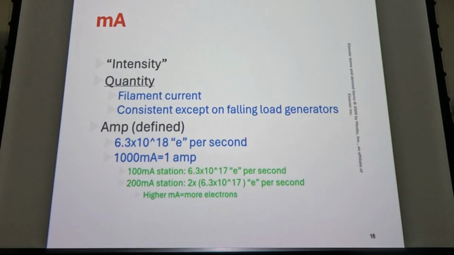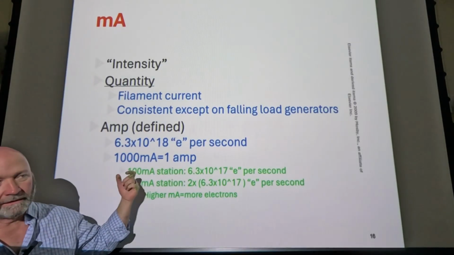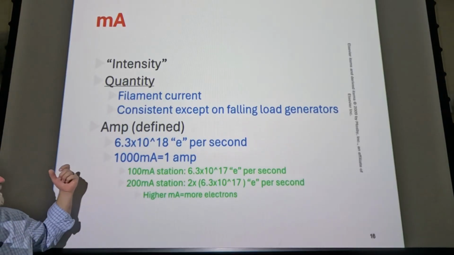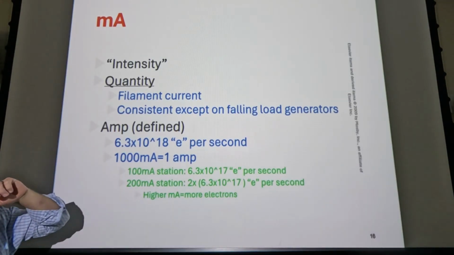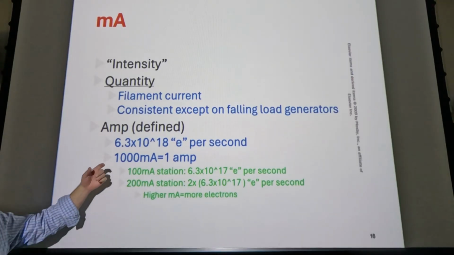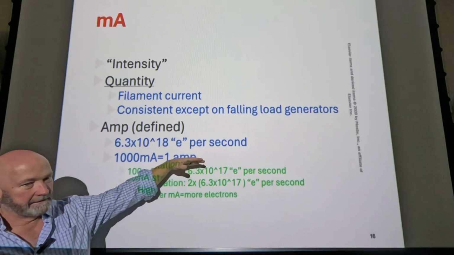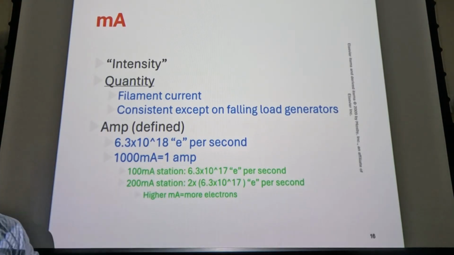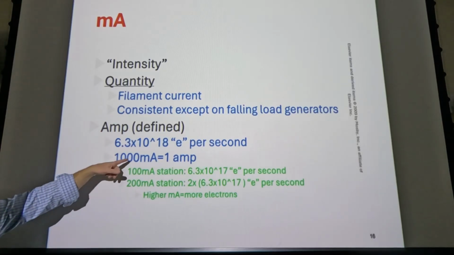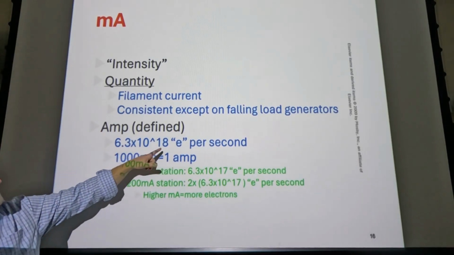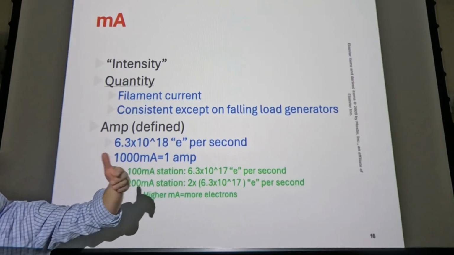So now we're going to jump into mA. mA is milliamperage, and milliamperage is thousandths of an amp. If you remember from last semester, I wrote this out. What we're talking about in an amp is 1 coulomb per second. So what that entails is 6.3 times 10 to the 18th electrons per second. That would be 6.3 and 17 zeros after the 3. That's a lot of electrons, right?